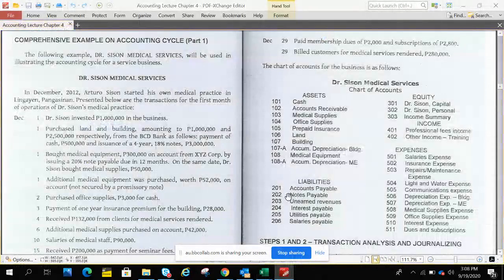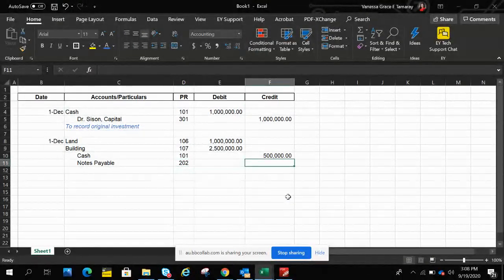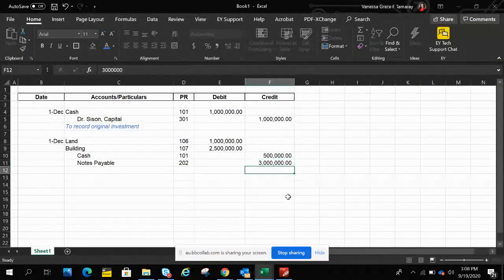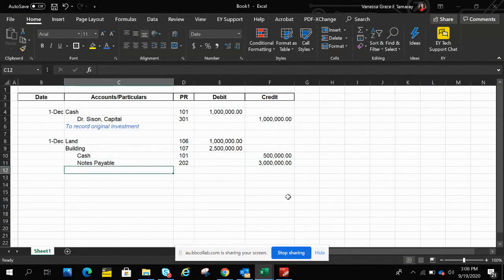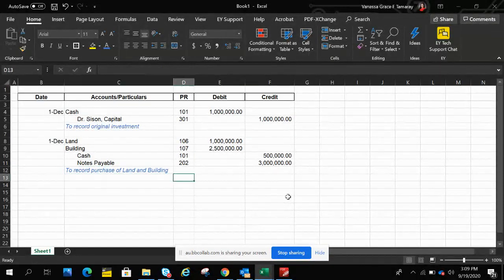Ano ba notes payable? 202. Magkano? 3 million pesos. So, tapos lalagyan mo ulit ng description dito. To record purchase of land and building. Ayan lang.